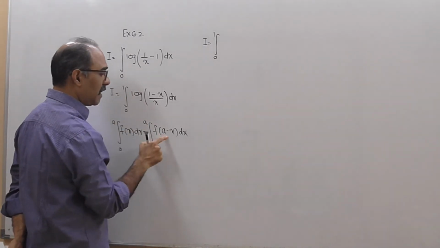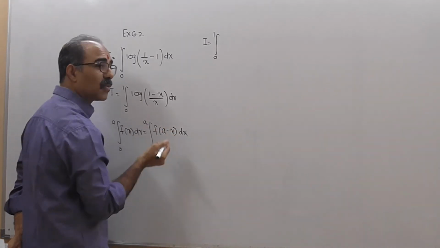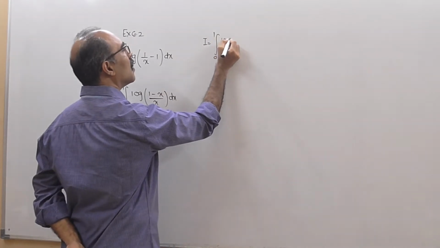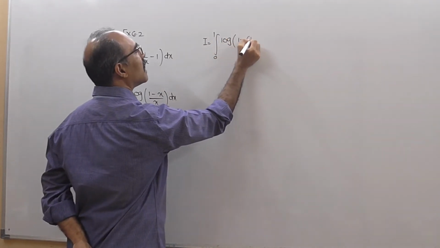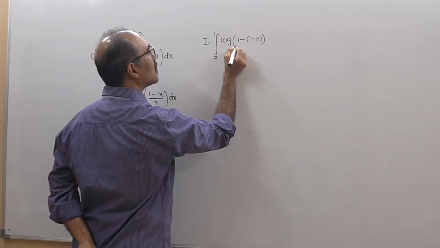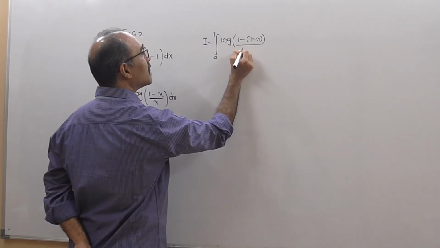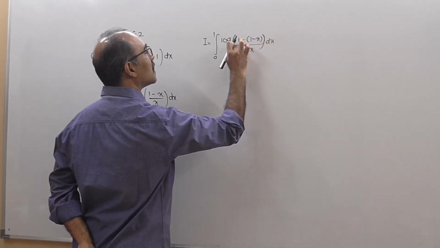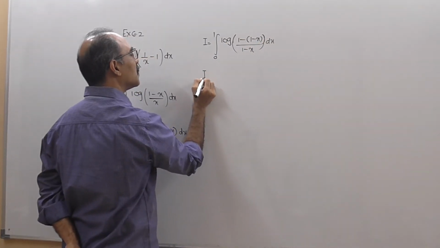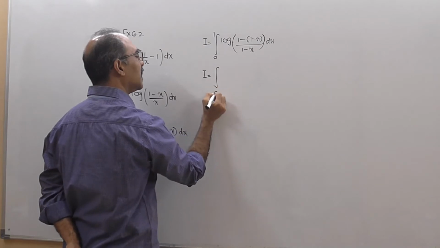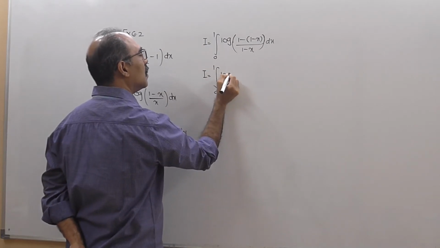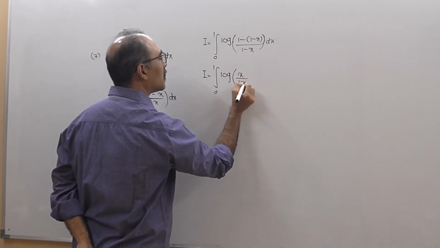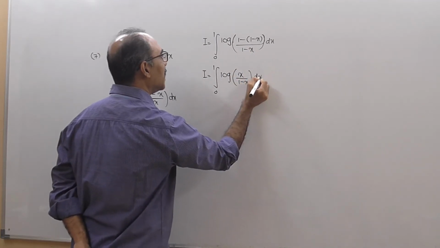If it is 0 to a, I will put a minus x; 0 to 1 means I will put 1 minus x. So this will become log inside the bracket 1. Wherever it sees x, we will have to put a minus x, so in this case we will have to put 1 minus x because it is 0 to 1. So I equals integration 0 to 1 log, if you open this up, 1 minus 1 cancels, you get x upon 1 minus x dx.